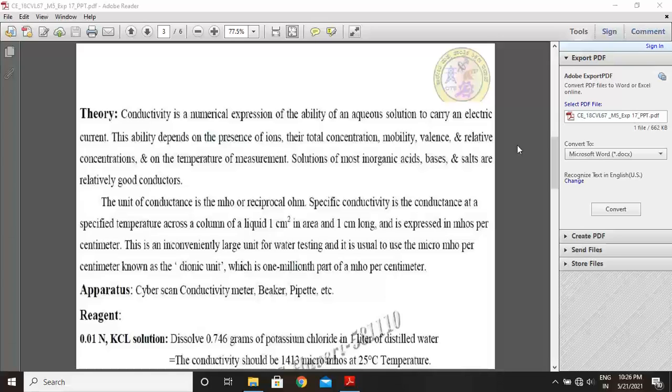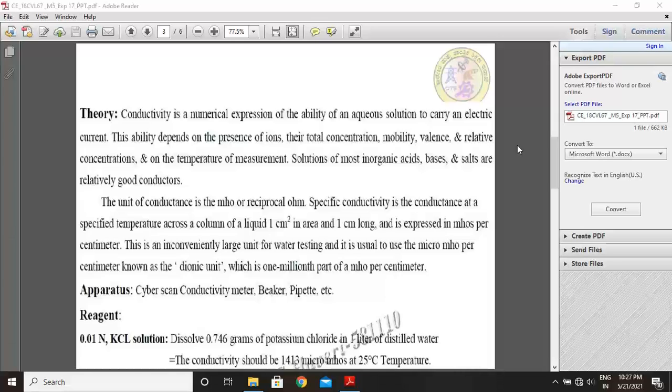Now let us see the background of conductivity, or basic concept of conductivity. Conductivity is a numerical expression of the ability of an aqueous solution to carry an electric current. This ability depends on the presence of ions, their total concentration, mobility, valence and relative concentrations, and on the temperature of measurement.